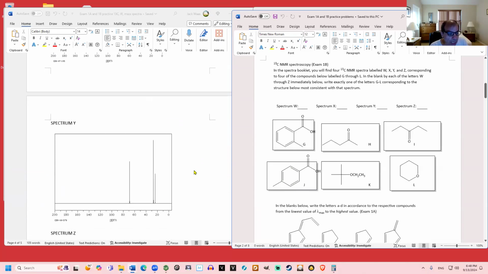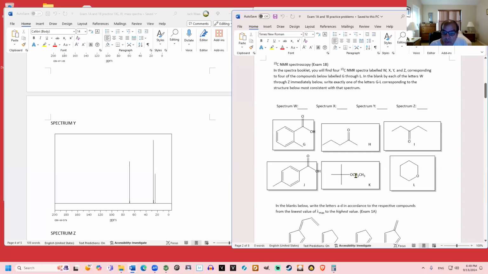What about spectrum Y? Well, there's only 3 types of carbon. This one that's the most downfield sure looks like it's attached to oxygen or something quite electronegative. It's not quite far down enough to be an alkene carbon. You wouldn't expect to find an alkene carbon all by itself, generally, unless you've got a symmetrical compound. So do we have any alcohols or ethers or anything? We have an ether right here. We also have this cyclic ether. So it looks like it's one of those 2.